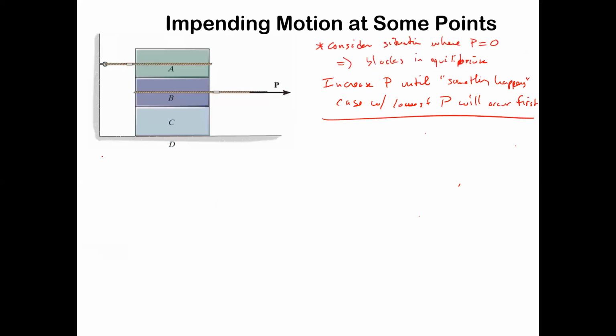So we're going to now explore case 2: blocks B and C sliding together. And so again, we draw the diagram for A, which is the same as it was last time. Oops, the friction force should be lower.